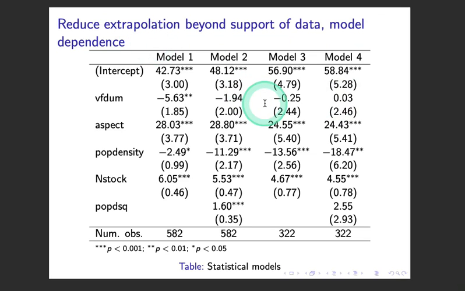So to summarize, we use matching to reduce extrapolation beyond the support of the data. It's a way of pruning the data so that you have less dependence on the specification that you use.